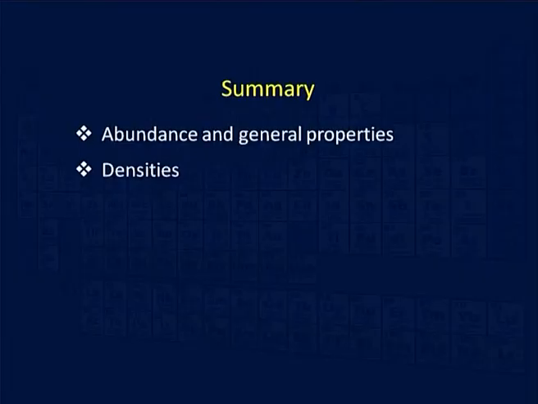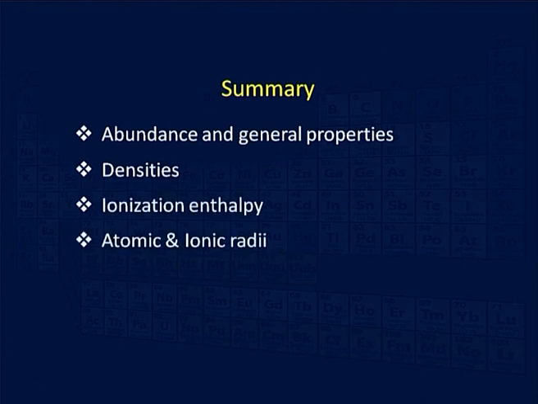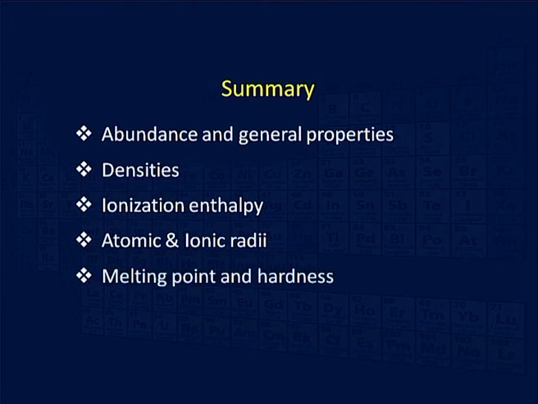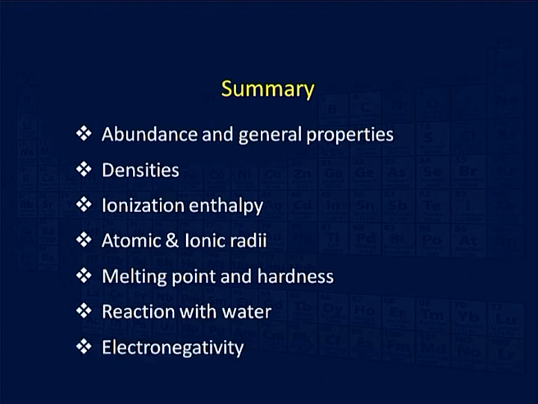So, in summary, in this lecture we have seen the abundance and general properties of the transition metals. Also, we have seen the variation in the densities, ionization enthalpy, atomic and ionic radii, melting point and hardness, and the reactivity of the transition metals with water and acid. And in the last, we have seen the variation in the electronegativity of the transition metals. In the next coming lecture, I am planning to tell you something more about the variation in the oxidation state and the variable oxidation state of the transition metal ion.